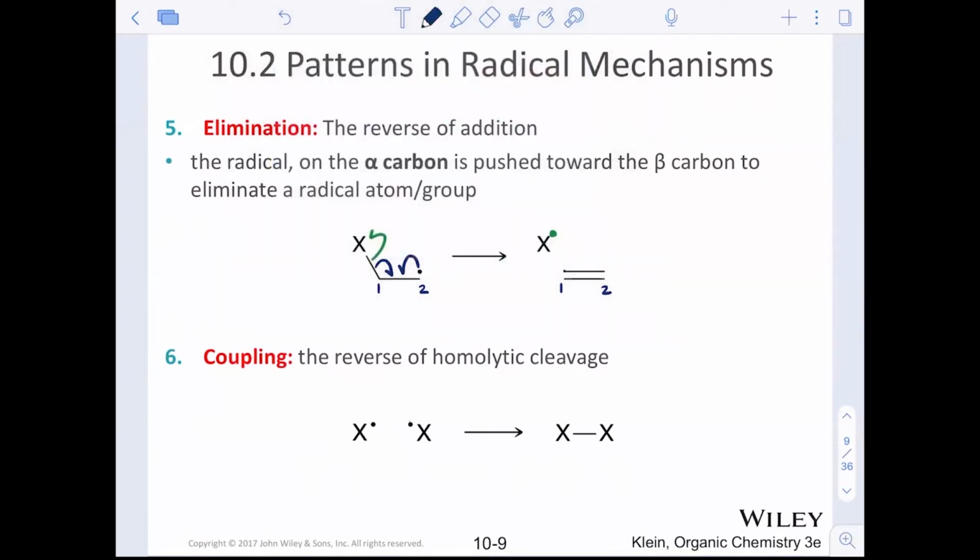So we can make new pi bonds via radical elimination. Coupling is the reverse of pattern number 1, homolytic cleavage. Coupling is bringing two radicals together to make a new sigma bond.